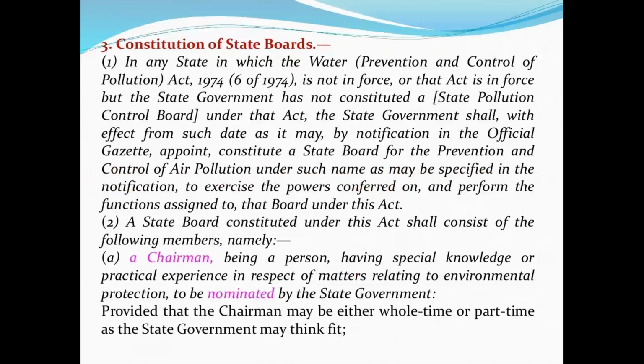Then constitution of state boards: in any state in which the Water Prevention and Control of Pollution Act 1974 is not in force, or that act is in force but the state government has not constituted a state pollution control board under that act, the state government shall, with effect from such date as it may by notification in the official gazette, appoint, constitute a state board for the prevention and control of air pollution under such name as may be specified in the notification, to exercise the powers conferred on and perform the functions assigned to that board under this act.